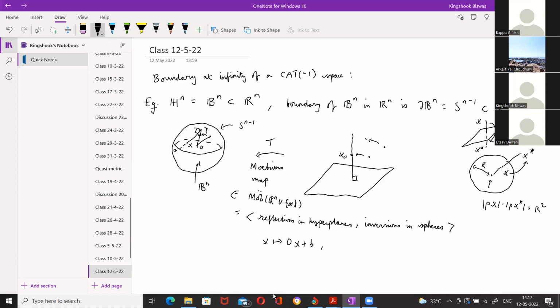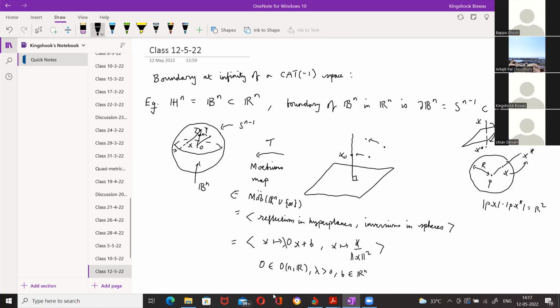And then, if you add inversions in spheres, so if I add scalings to this and I take inversion in the unit sphere, x over norm x squared, this map we already saw. Then this generates the same group. That you can see, it's not very hard to see. These two are the same group. So here O belongs to O(n), lambda is positive, b belongs to Rn.